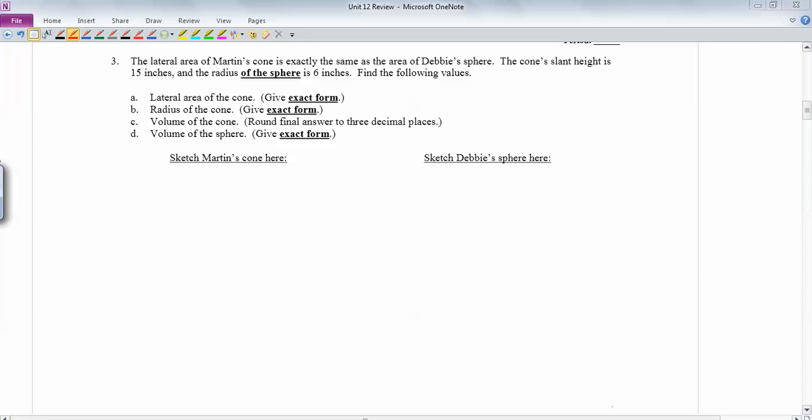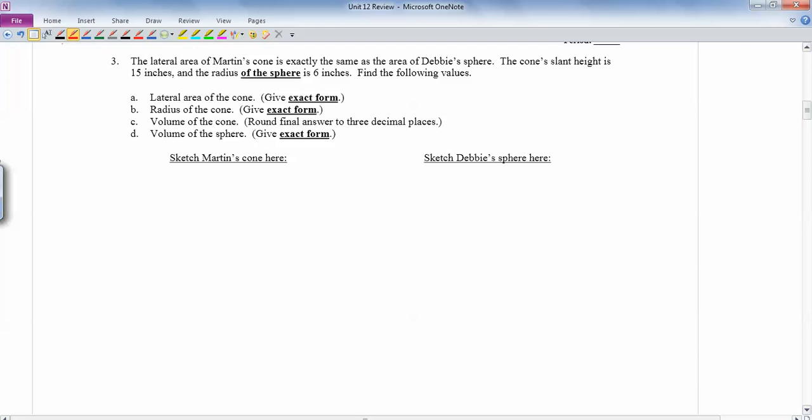All right, so this is the video for Unit 12 review number 3. This is all of page 2, by the way. We've got Martin's cone, and its lateral area is the same as Debbie's sphere's area. So let's draw these two things.